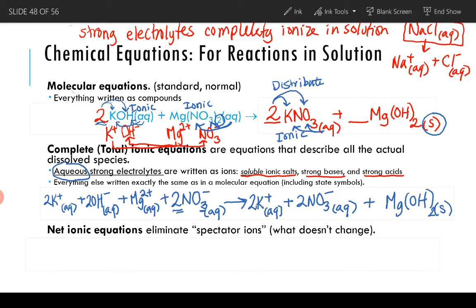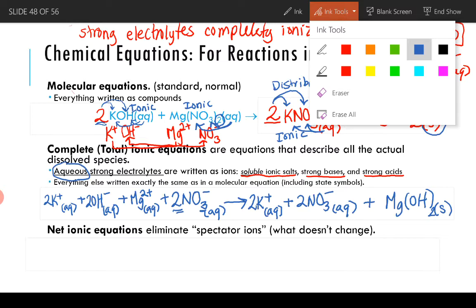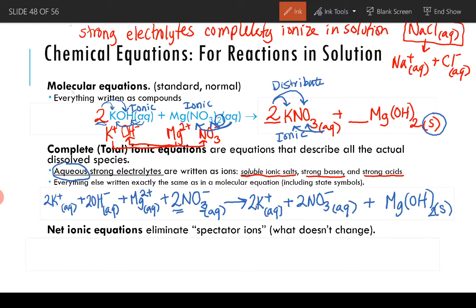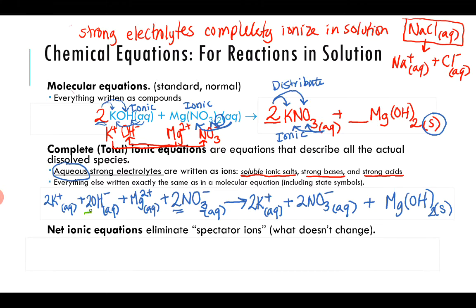But you might have noticed that some of these things don't actually change from side to side. So on both sides of the equation, I have 2 potassium ions, and we have 2 nitrate anions. And so these don't change. And so these are our spectator ions. Our spectator ions do not change in a chemical reaction. They just watch what happens, like spectators.